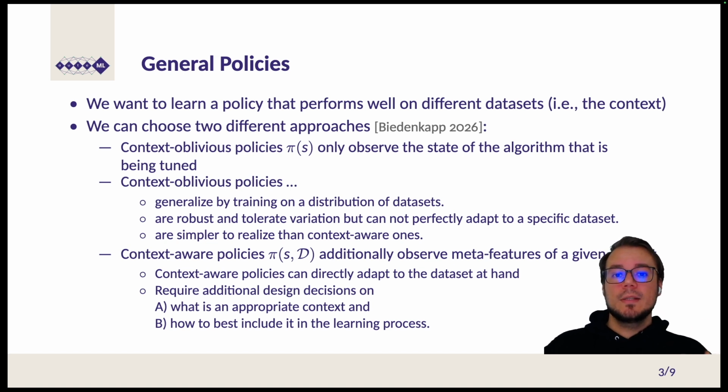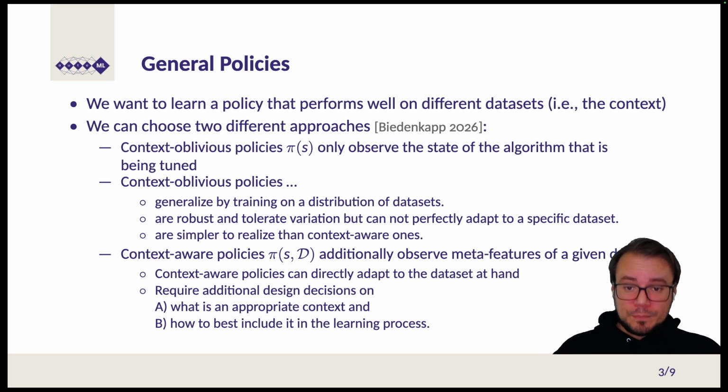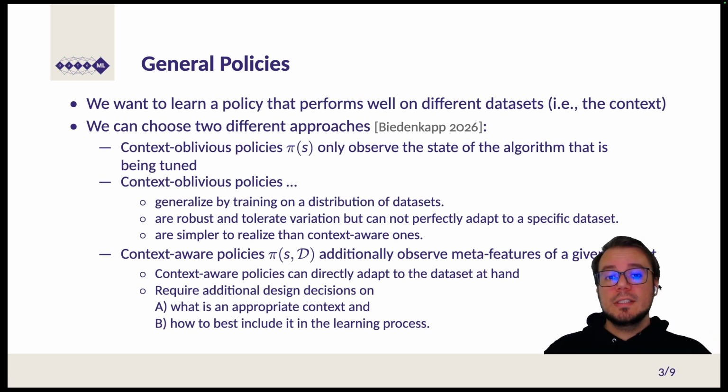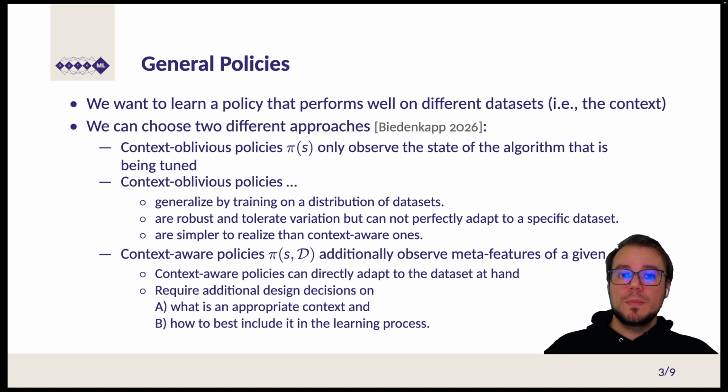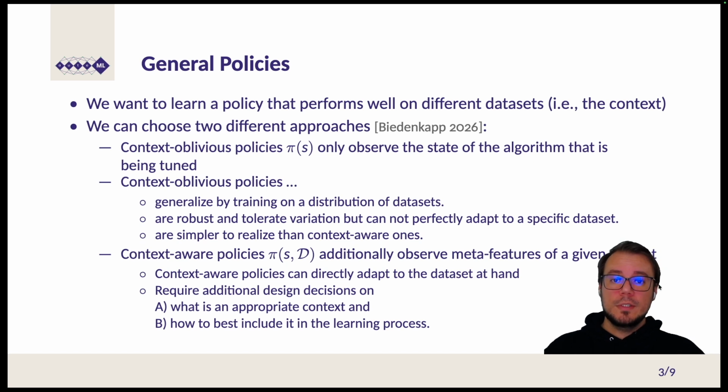However, you need to make additional design decisions to make them work well. So for example, one question that you need to ask yourself is, what is even an appropriate context here? And if you know what an appropriate context is, you need to make a decision on how to best incorporate the context into the learning process. And the reinforcement learning researchers are making quite a lot of moves in this direction.